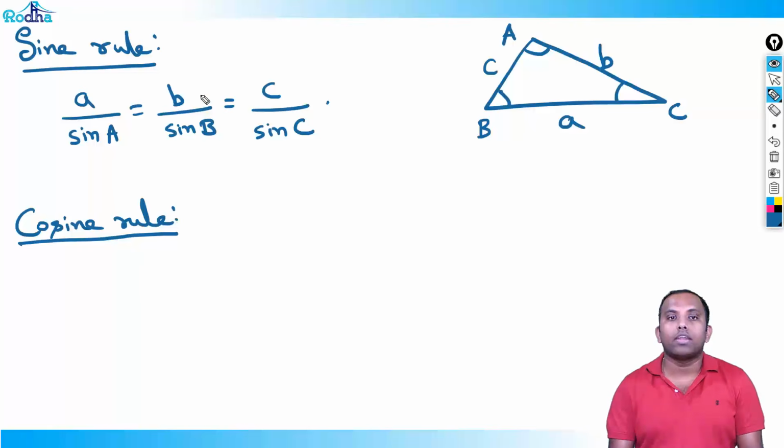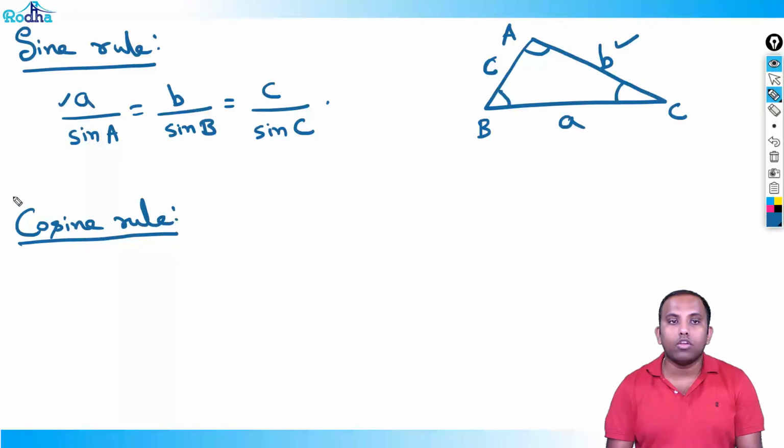This is the sine rule, right? That means a side and the sine of the opposite angle. So a upon sine A, again, side and the sine of the opposite angle, b upon sine B. Side c upon sine of the opposite angle, that is angle C, right? This is sine rule.